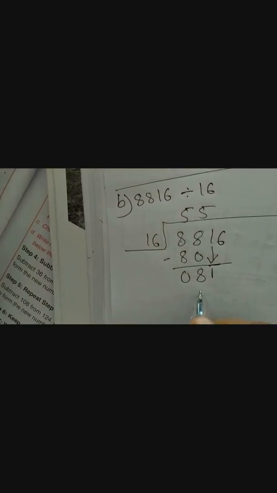16 fives are 80. 8 minus 0, 8. 8 minus 8, 0. Now we'll bring down 1. Again 16 fives are 80. 8 minus 0, 1 minus 0, 1. 8 minus 8, 0. Now we'll bring down 6. 16 ones are 16.